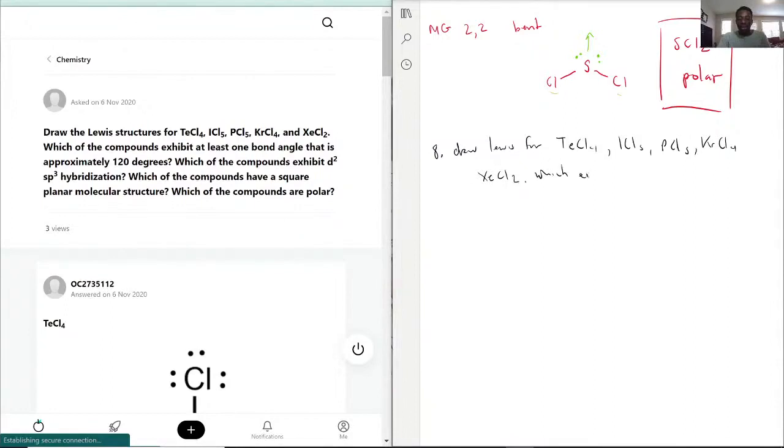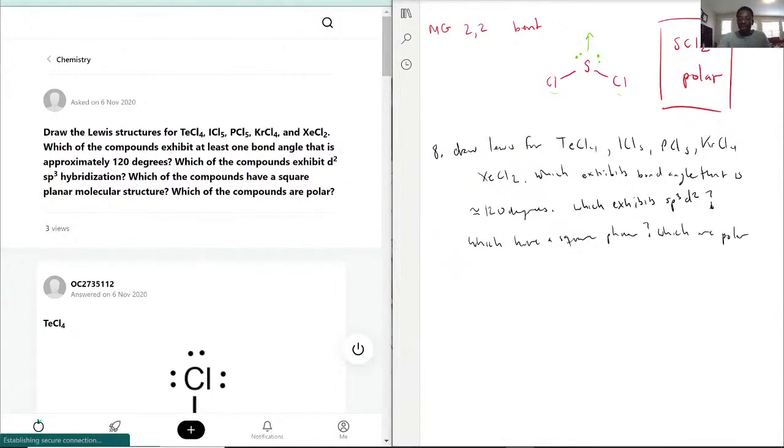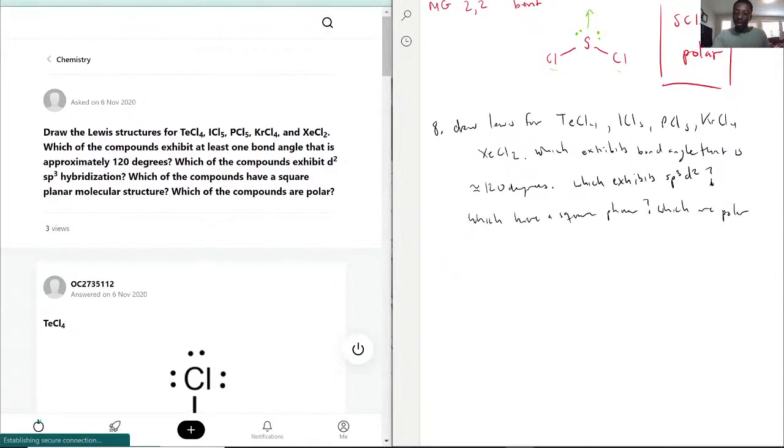which exhibits a bond angle that's approximately 120, around 120 degrees. Which compound exhibits D2sp3? I think they wrote that wrong. They want which exhibits sp3d2 hybridization, and which, wow, this is a big question, which have a square planar, okay, and which are polar. So, wow, we're gonna be here for a little bit, but that's perfectly fine.